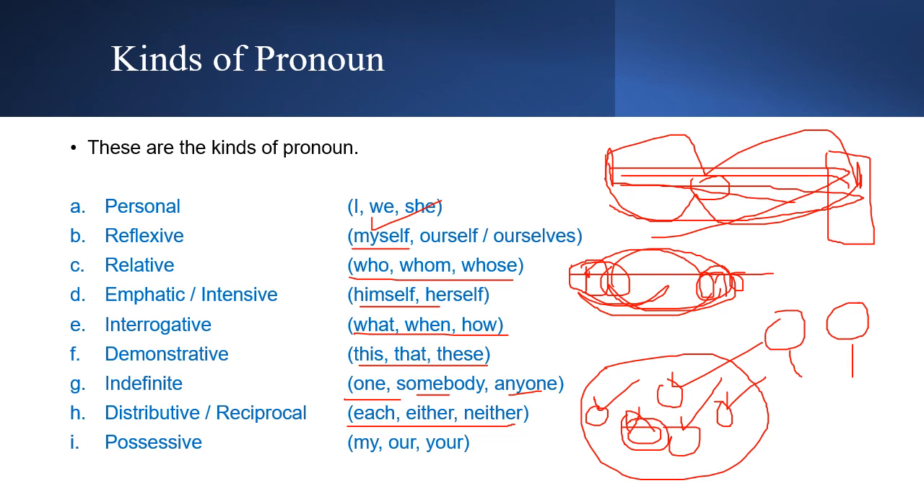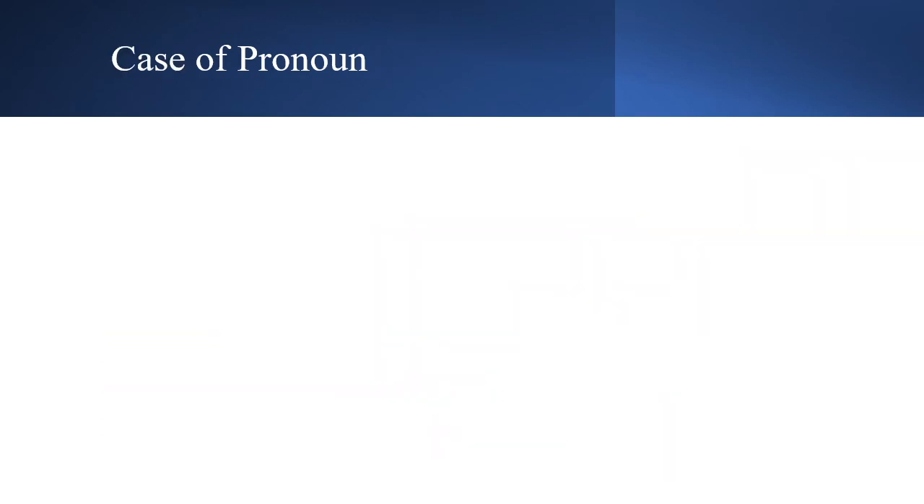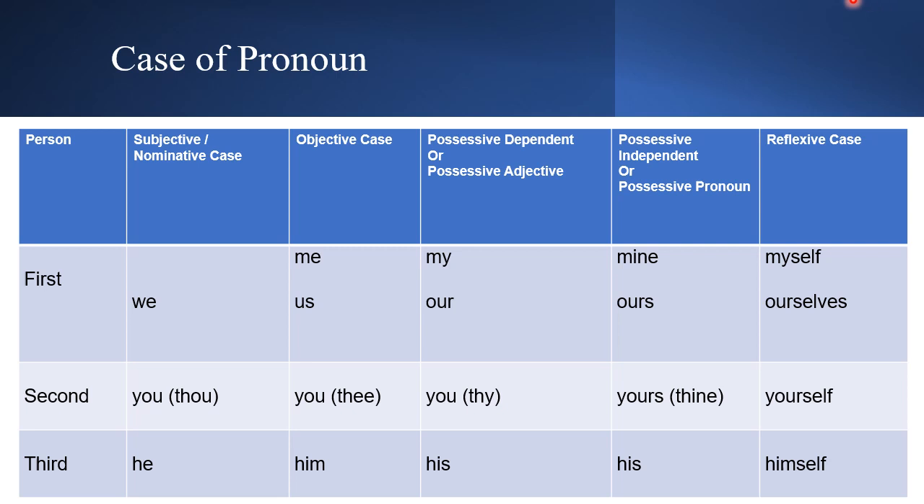You understand that? So these are different types of pronouns, and we use them according to the situation. For example, if we want to show our possession, we will use this one. And if we want to ask a question, we will use this. Depends on what we want to say. The next thing is case of pronoun. Okay, so when I was talking about the noun, we touched on this thing. So here we go.